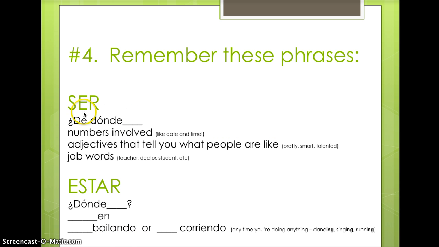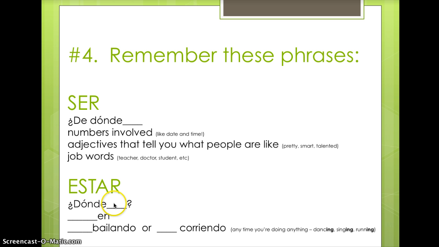There's also these phrases. If you see de donde, it's always going to go with the verb ser because it's asking from where, which indicates origin. Numbers involved is usually me talking about time or date, so that's going to go with ser as well. Adjectives that tell you what people are like. So if you see something like pretty or happy or friendly, happy as in happy in life, all of those things would be descriptors of a person's personality, which would go under ser. And then job words. So if you see like doctor or student or banker, lawyer, engineer, all that stuff is going to go with ser because it's an occupation.